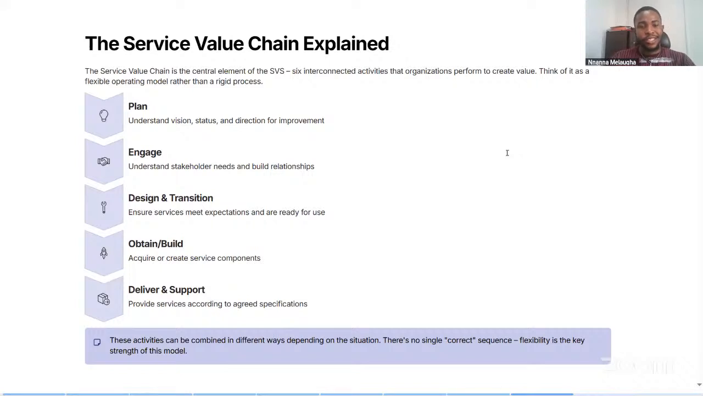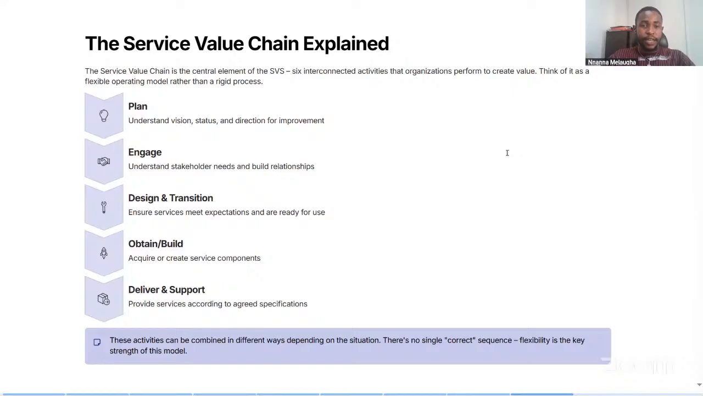Now you're trying to design and transition. You're trying to make sure that the service you're trying to render, the solution you're trying to design, will be able to meet the expectation of the stakeholder, right? And to be ready to use. You want something that is not lacking in any area. That's why you're trying to engage and get the full scope of the problem or issue from the stakeholder, right?